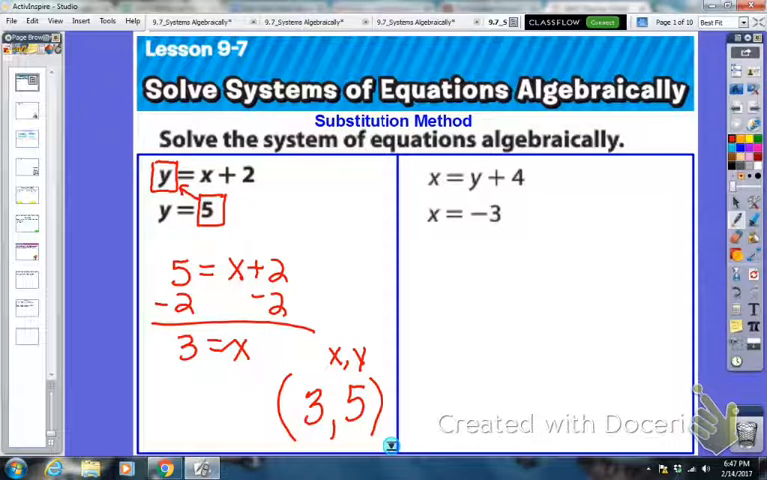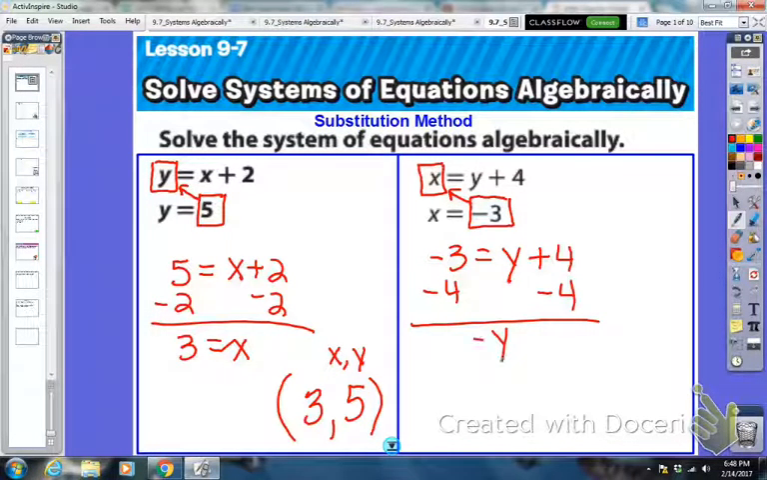On the next one, Mr. X is calling in sick, and -3 is its substitute. So I'm going to replace that x in the first one with a -3. So again, it's a one-step, subtract 4 from both sides. The y value is -7. So your ordered pair solution, the x was given, that was -3, and the y value we found to be -7. So always write your final answer as a solution, an ordered pair.